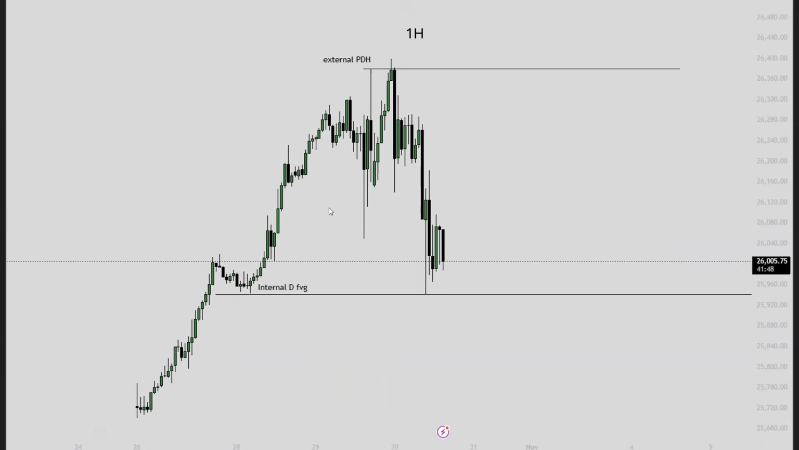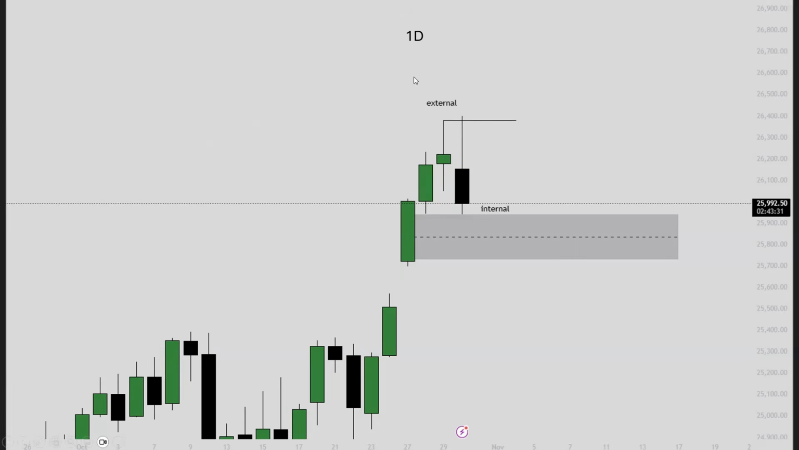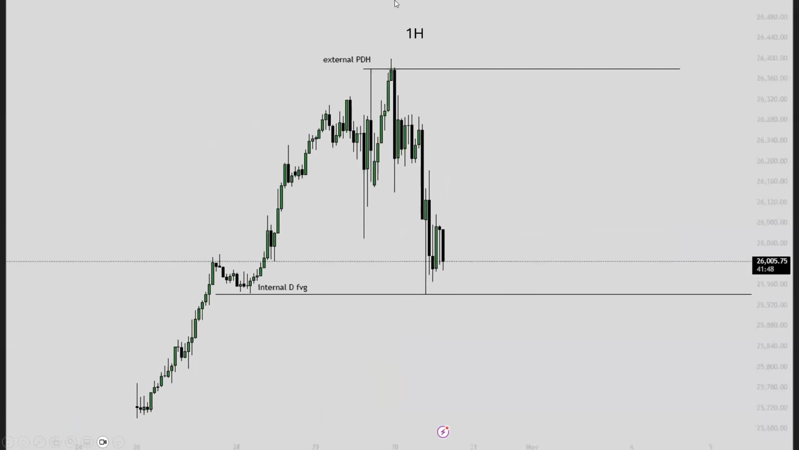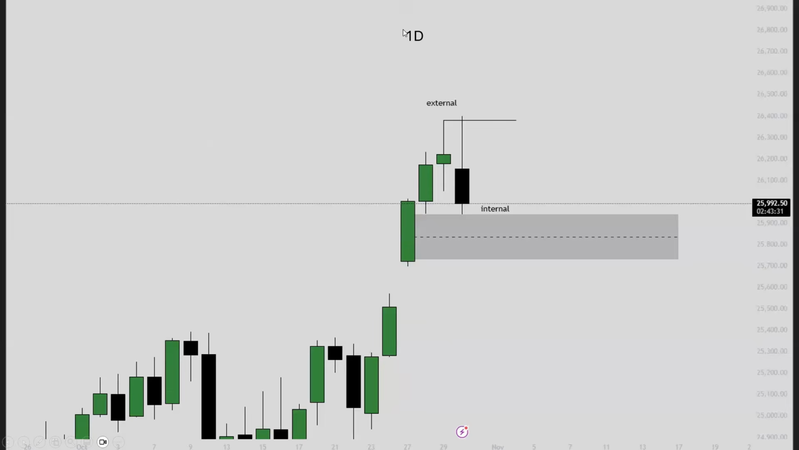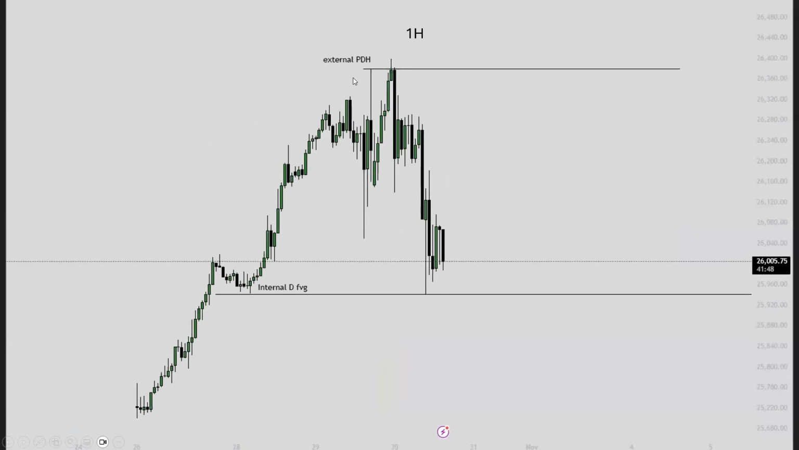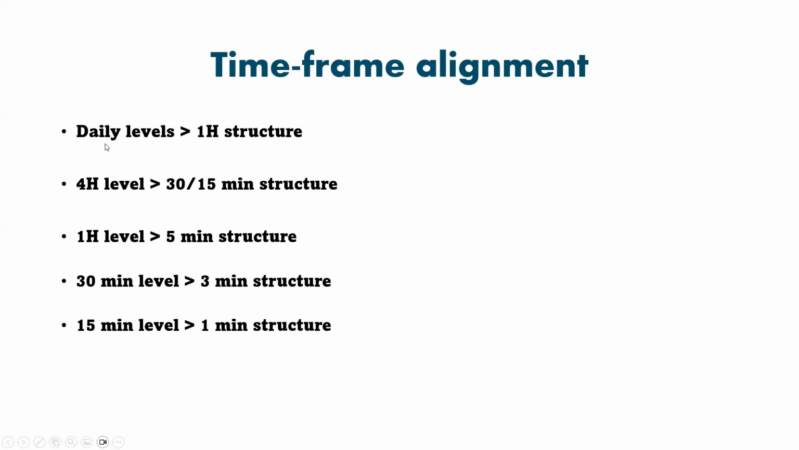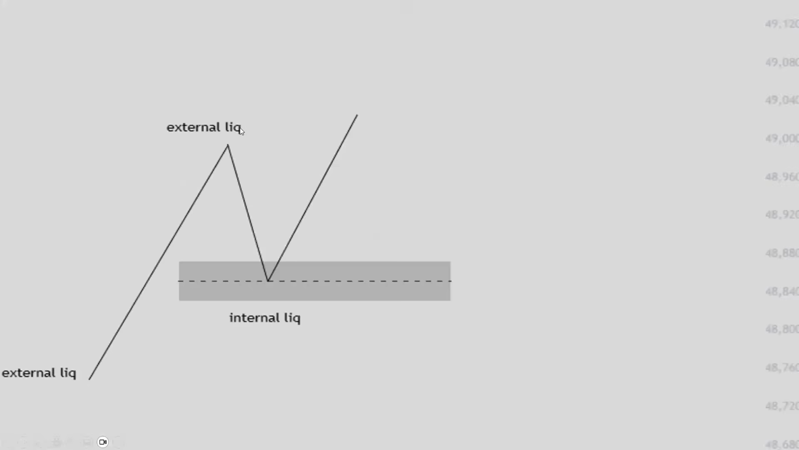Once again, let me show you this once more. This is your daily, right? External, internal. This is the same chart on the 1 hour. This chart and this chart are the same. This high, external, is this high here. This is the previous daily high, which is right here. We sweep the previous day high. And what do we target? We target the internal. Time frame alignment tells you daily level, 1 hour structure.